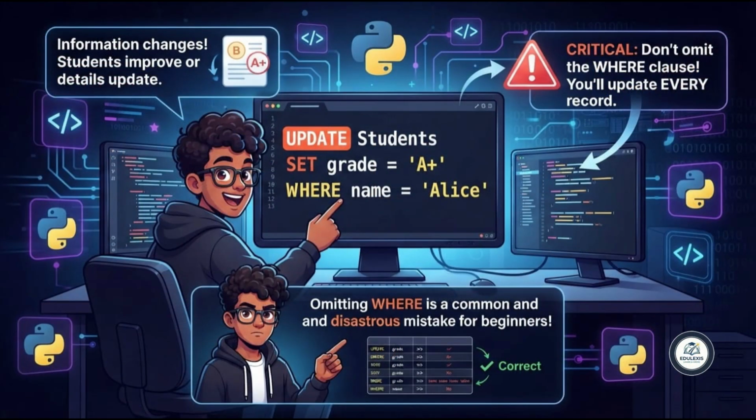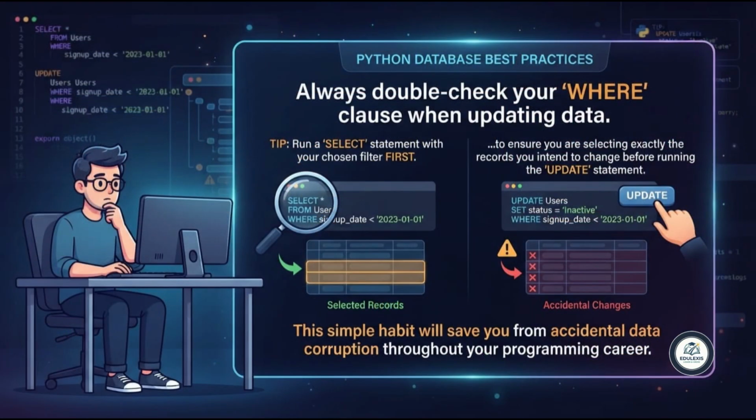Information changes. Perhaps a student's grade improves, or their age changes. We use the UPDATE statement for this. The syntax is UPDATE students SET grade = 'A+' WHERE name = 'Alice'. Notice the WHERE clause is critical here. If you omit it, you will accidentally update every single record in the table, which is a common and disastrous mistake for beginners. Always double-check your WHERE clause when updating data.